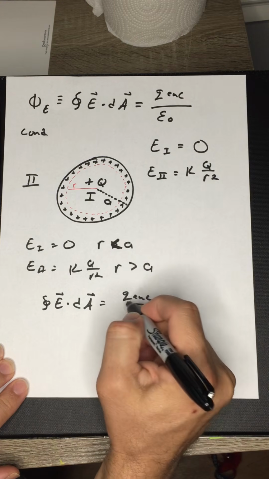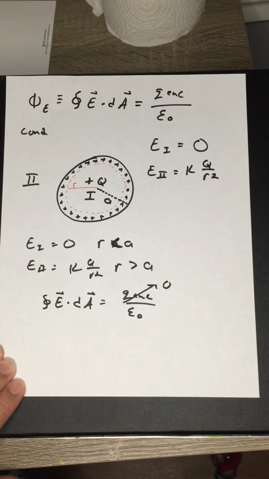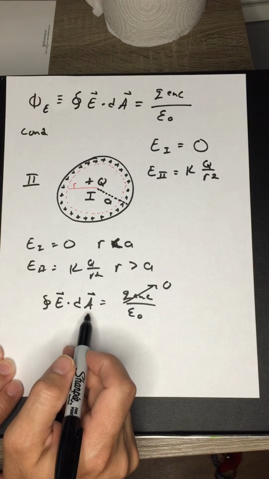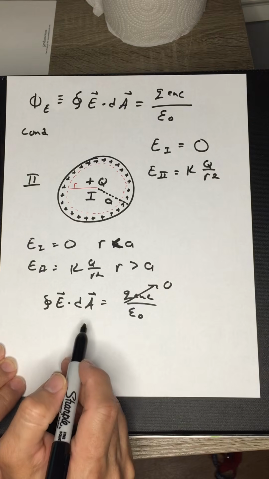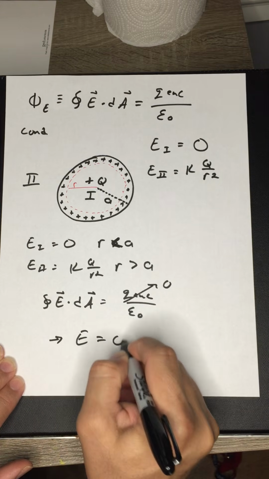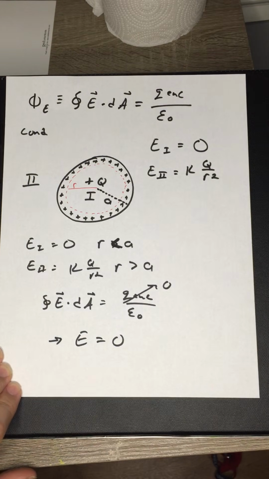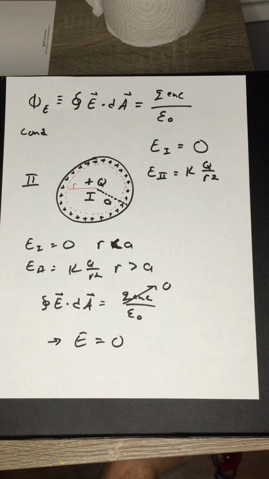So Q enclosed is exactly 0, which means the left-hand side is exactly 0. The only way for that to happen, because the integral of dA will not be 0, is for the electric field to be identically 0. We already knew that, but I just wanted to show you that it does actually work here in this situation.